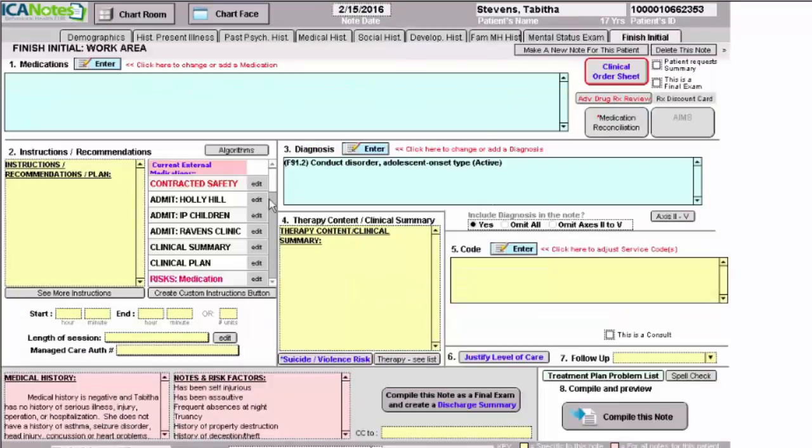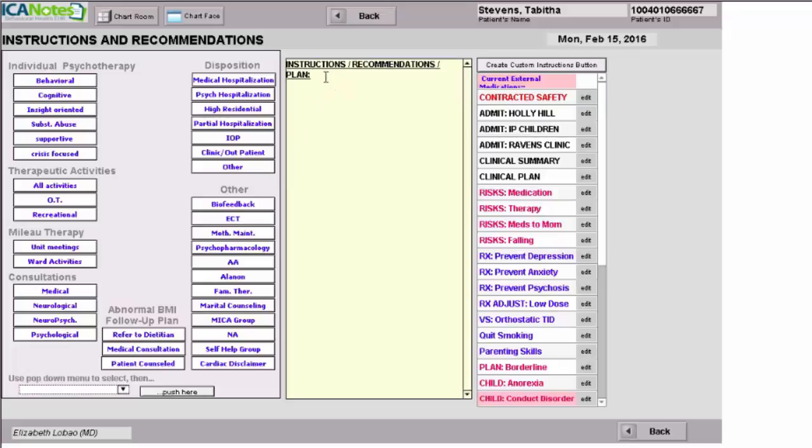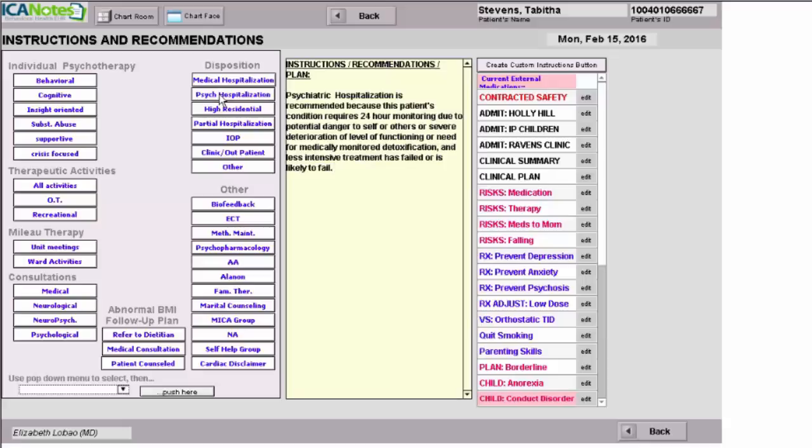To finish up this initial assessment, we're going to come over here and expand this area. First of all, you can say that she's being treated in either an inpatient or an outpatient facility. I'm going to go with psychiatric hospital right now and just put down that we're doing crisis focused intervention with her. And we want her to participate in as many activities as she's able to.